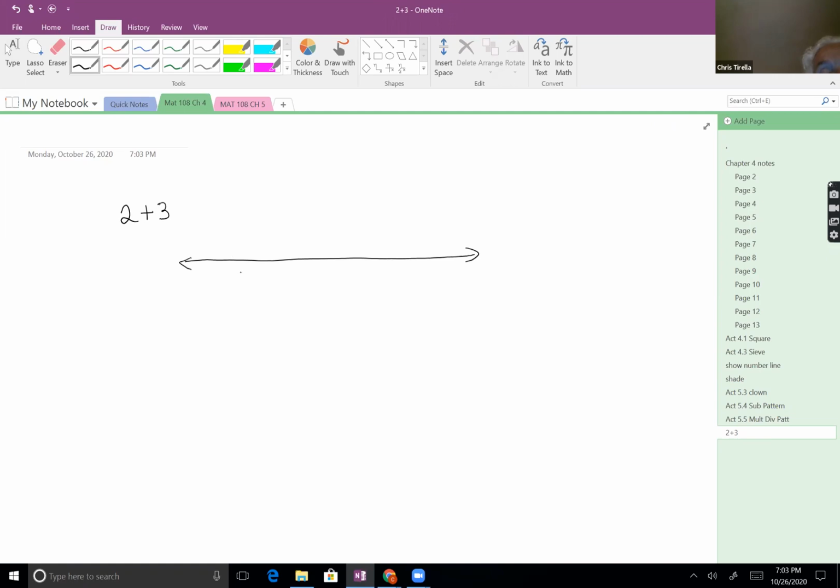So on our number line, we're going to start with our clown on 2. Because we're adding, he's going to face to the right. Because that 3 is positive, he's going to move forward 3. 1, 2, 3. And we get 2 plus 3 is 5.